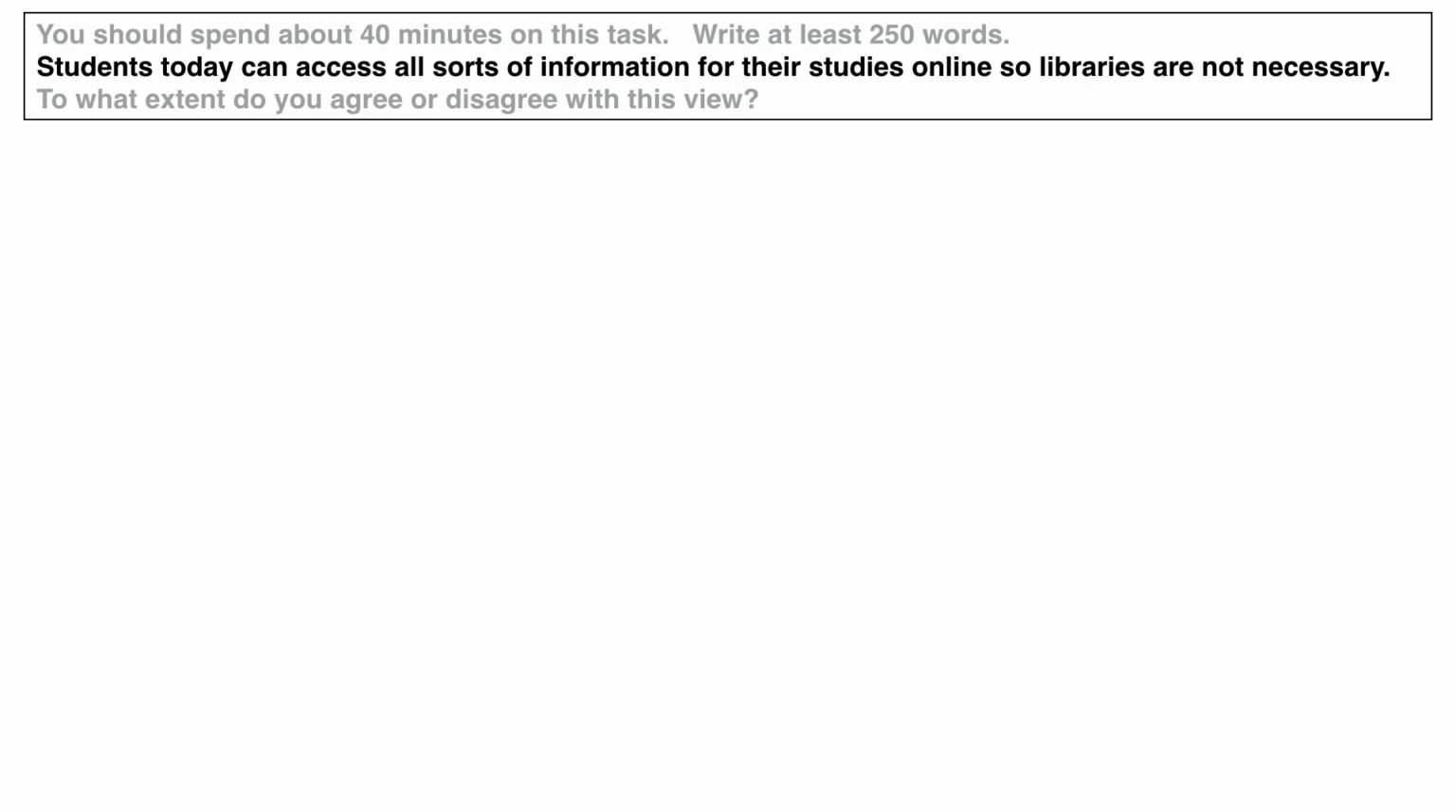It says 40 minutes, 250 words. Students today can access all sorts of information for their studies online, so libraries are not necessary. To what extent do you agree or disagree with this view? So agree or disagree. I always take that, meaning you have to choose.